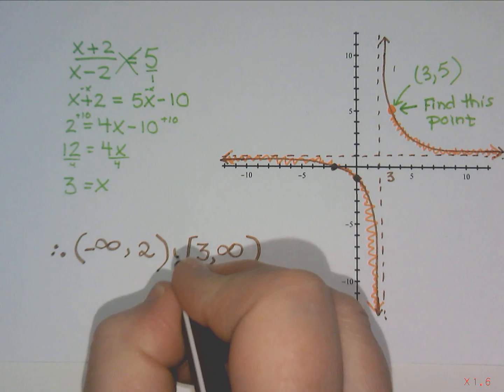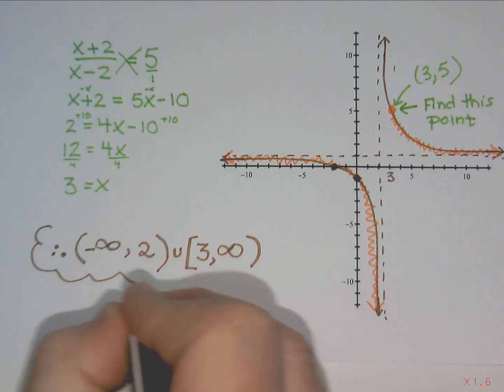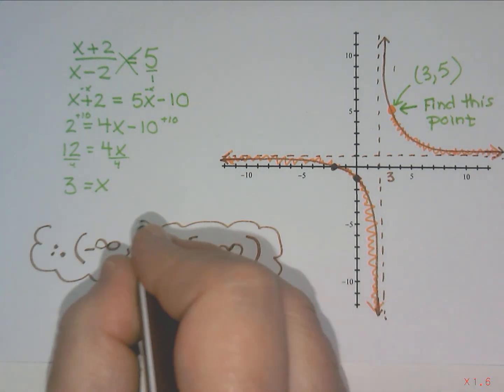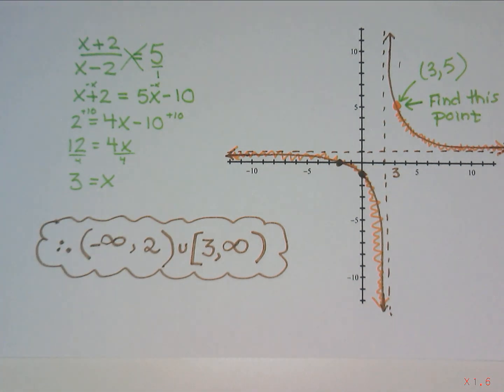And then I unite those two sections together. And that is my final answer for where (x+2)/(x-2) is less than or equal to 5.